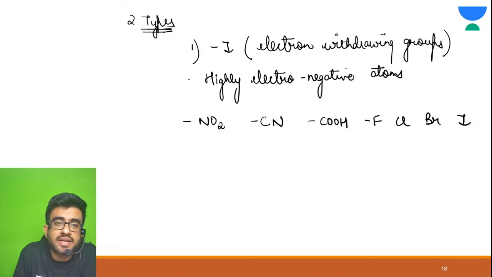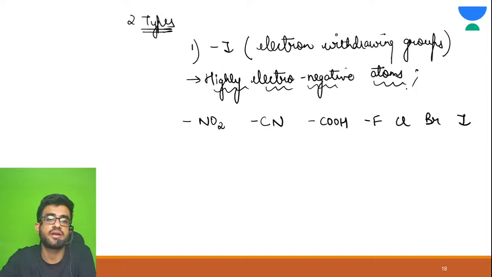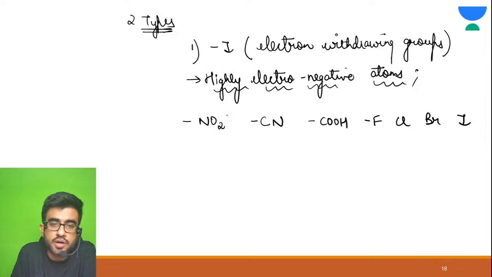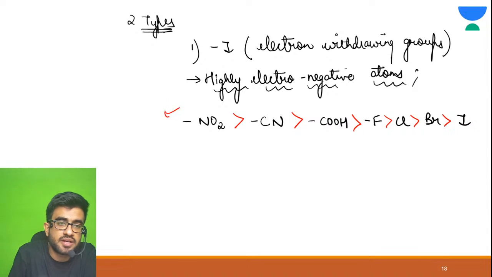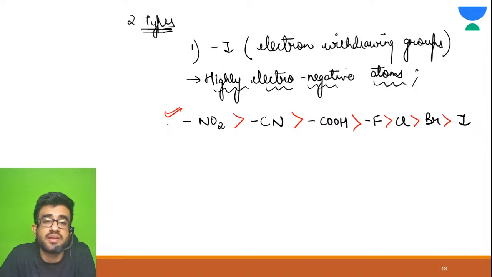How to identify your minus I compounds? These are highly electronegative atoms. Clear to all of you? Shall we move on to our next type? Inductive effect is very easy. If they have highly electronegative atoms, this means they have minus I tendency. Oxygen, OH, minus I tendency. This is in order also: NO2 is largest, then cyanide, COOH, fluorine, chlorine, bromine, iodine. I have written it in order. NO2 has the highest minus I.